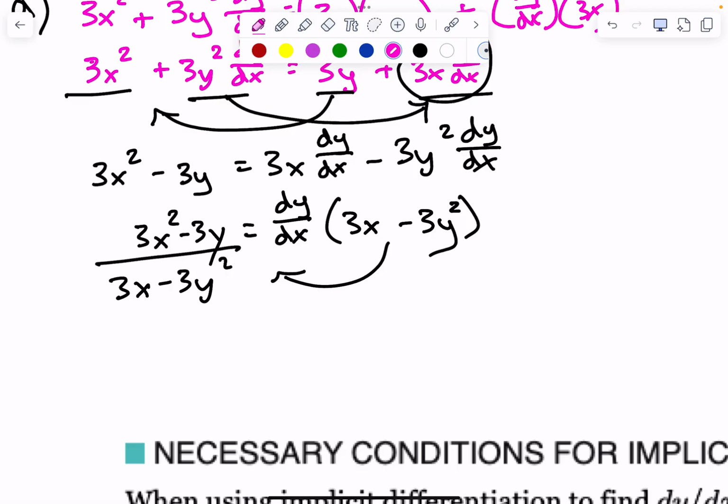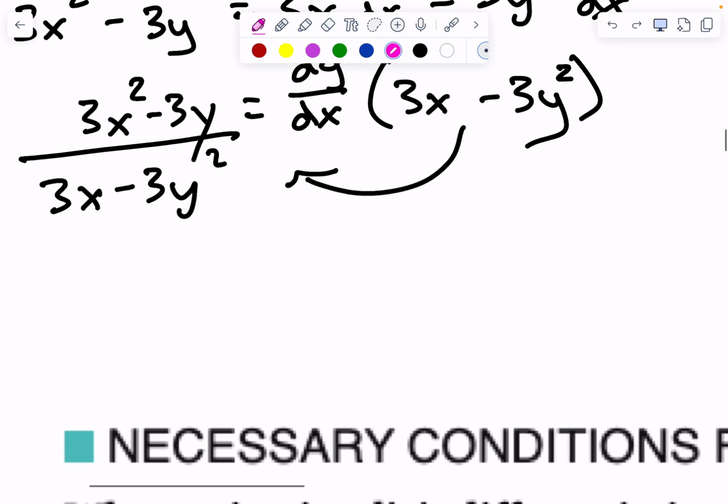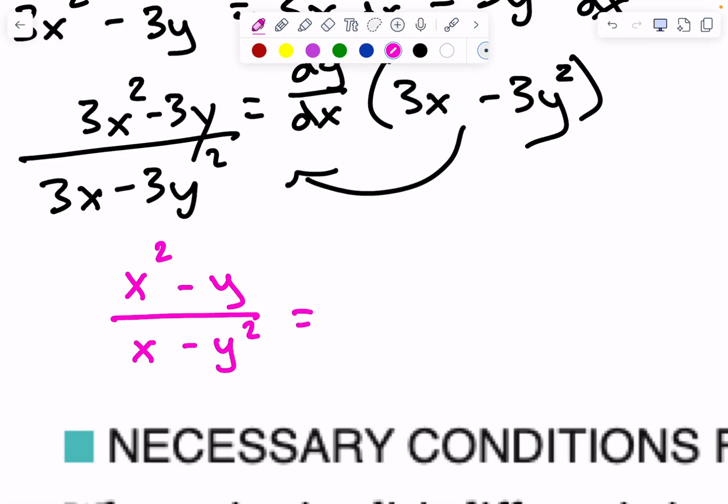I can, which I will. All four of those pieces will divide nicely by 3, so I'm going to get rid of the 3 just because it makes it easier. x squared minus y over x minus y squared. That is what my dy/dx is.